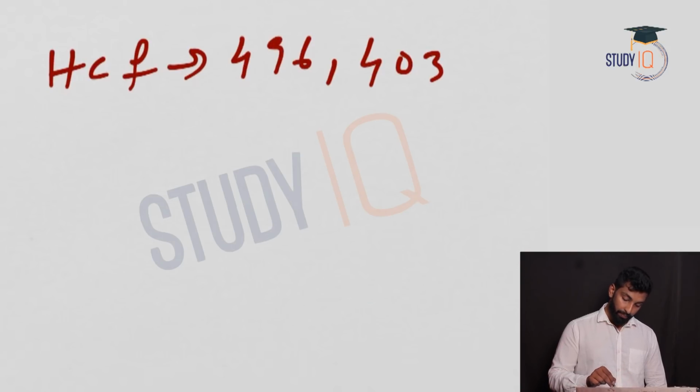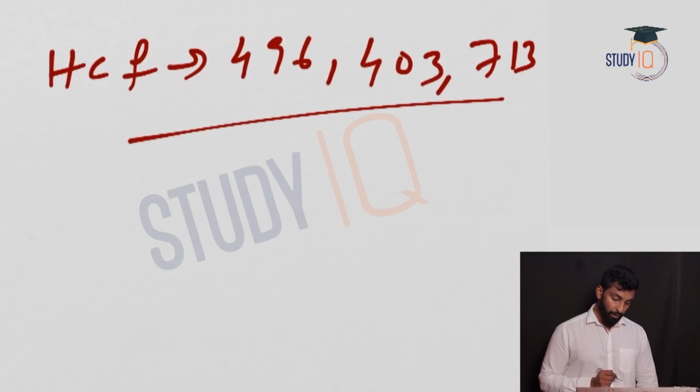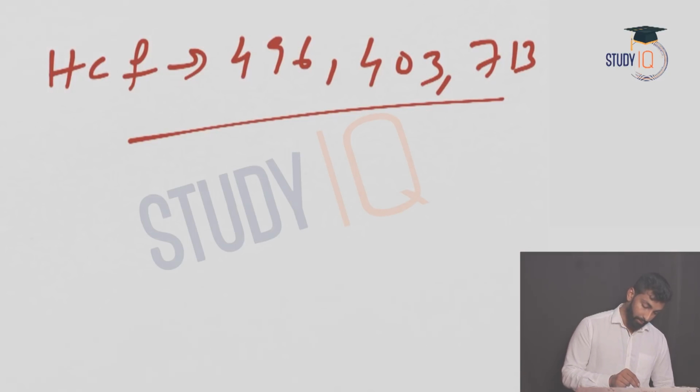What is the next question? Here also you need to find out HCF only. HCF for 496, 403 and 713, right? So here also you need to find HCF and we know the method for that.